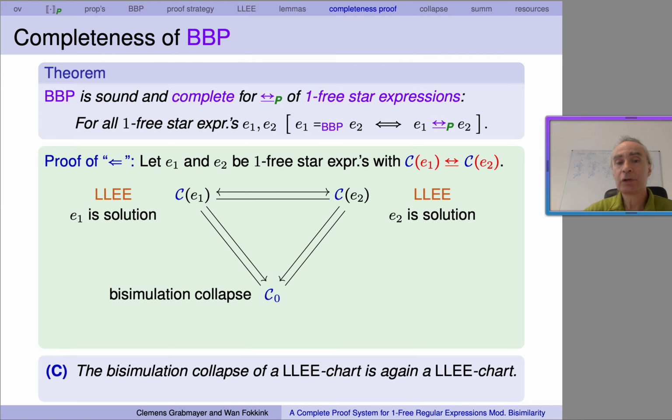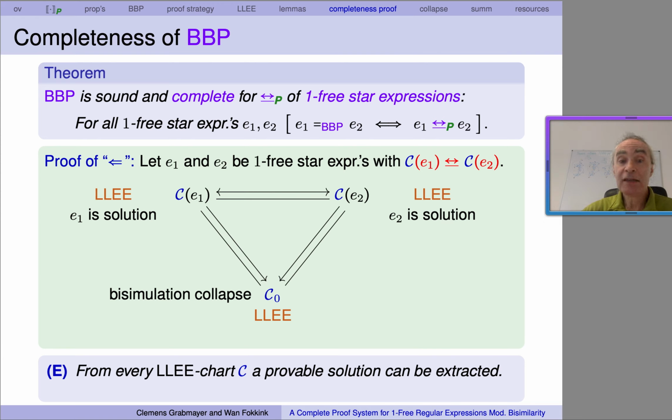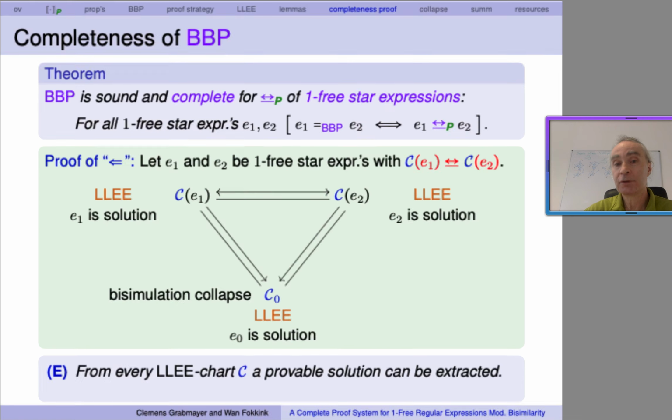Then we use the crucial lemma that the bisimulation collapse of a Lie chart is again a Lie chart, and we find that C0 is a Lie chart. Then we use the lemma that for every Lie chart it's possible to extract a provable solution. So there is a solution E0, that's the start value of a solution of C0.